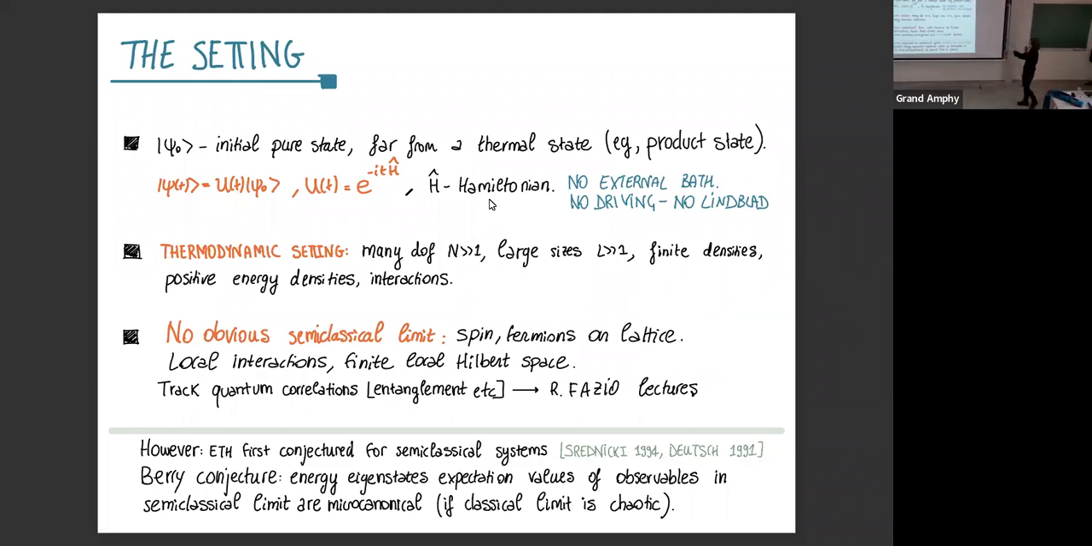And the reason why I stress this is that, as Laura explained, these ideas of ETH actually were born in some sense in a semi-classical setting. So this, if you want, goes back to Berry's conjecture, and then these seminal papers of Srednicki and Deutsch are essentially dealing with semi-classical systems. But nowadays you're moving away from this regime and really you're interested in systems which are not precisely semi-classical. Please.